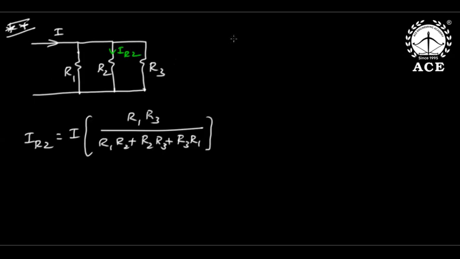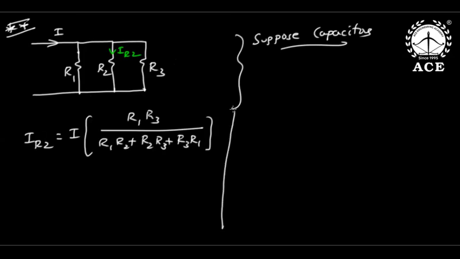Now I write, suppose these are capacitors. Suppose I use capacitors. Inductors, I told you sir, resistor, inductor, impedance, reactance is the same form. But suppose these are capacitors. Suppose these are C1, C2, C3, three capacitors, and I'm giving total current I. Now I want current in capacitor C2 alone.